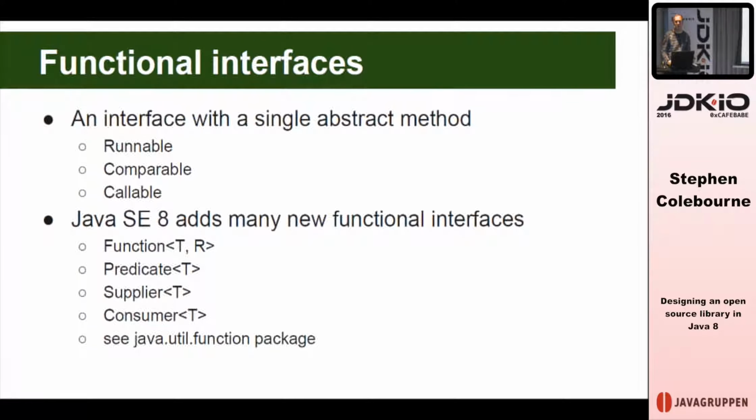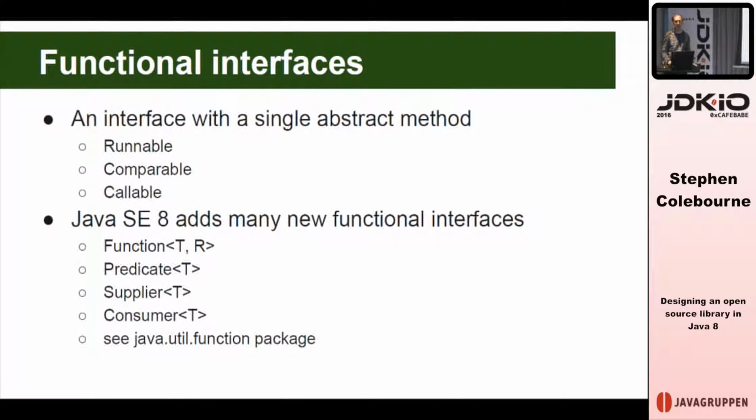So what functional interfaces do we have? Well, we had loads before. We had Runnable, Comparable, Callable. These were functional interfaces that we already had in Java 7 and before, but Java 8 added lots more. So if you're using Java 8, it is important to understand the java.util.function package and the various functional interfaces that are available there: Function, Predicate, Supplier, Consumer.